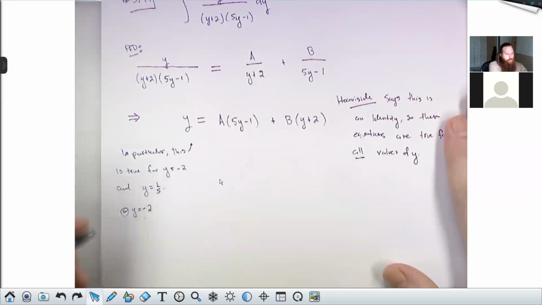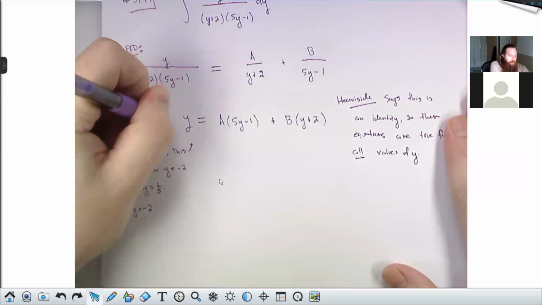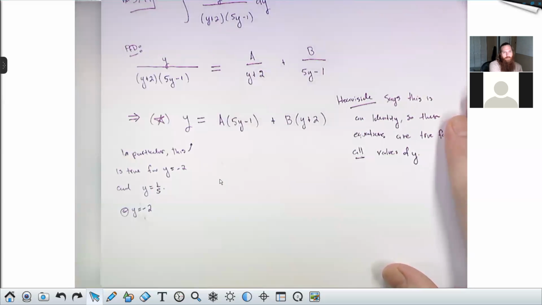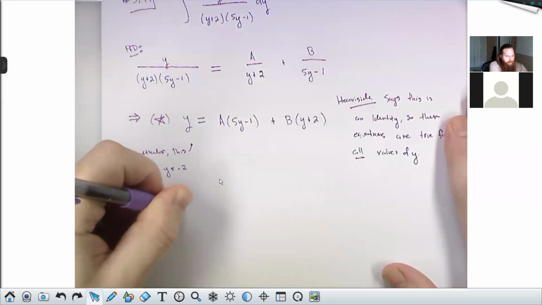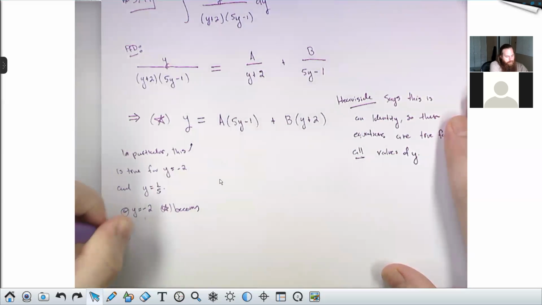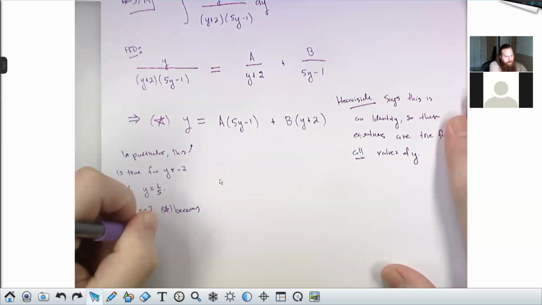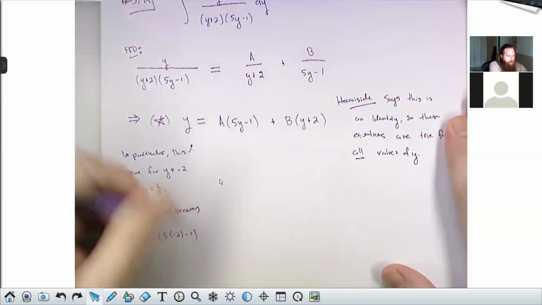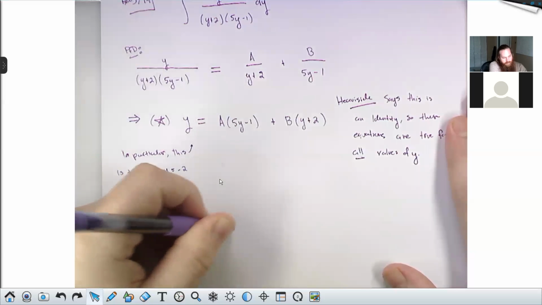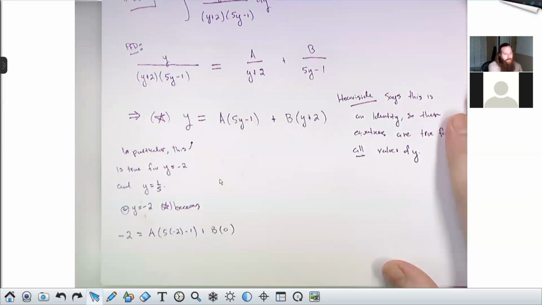So when y is -2, this expression, which I'll call star, so I can just refer back to it, becomes -2 equals a times 5 times -2 minus 1 plus b times 0, which is excellent news because b times 0 is 0. So I'll get an expression that involves only some numbers and the coefficient a, which means I'll be able to solve it for a.